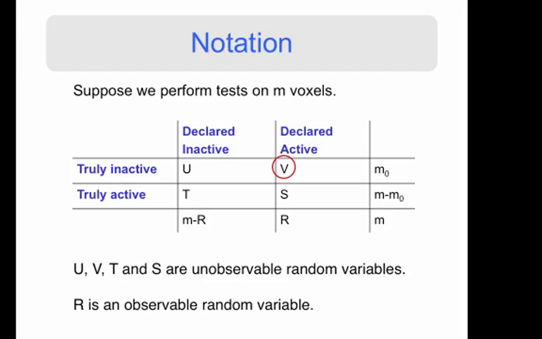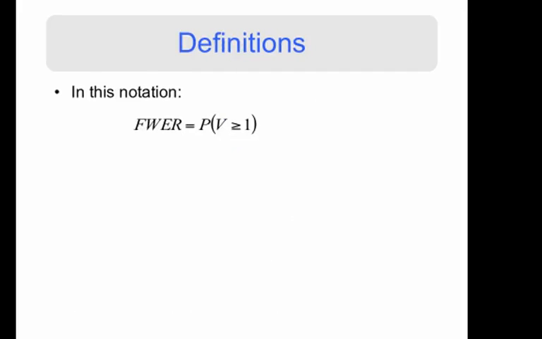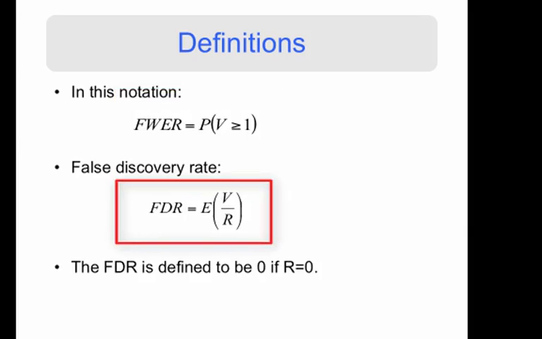V represents voxels that are truly inactive but were declared active. These are what we call false positives. So we're interested in controlling V. Using this notation, the family-wise error rate is simply the probability that V is greater than or equal to 1, that we have one or more false positives. Using this notation also, we can write the false discovery rate as the expected value of V over R. This is the expected proportion of false positives among all voxels that were declared active.